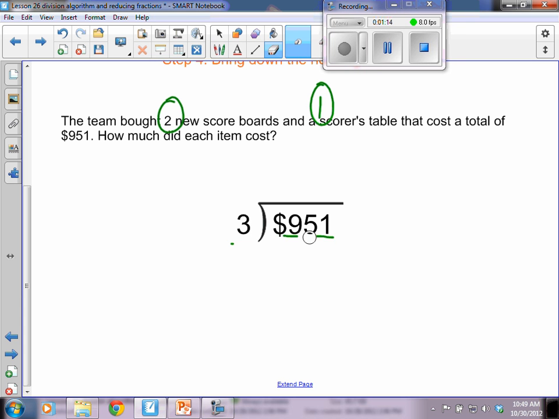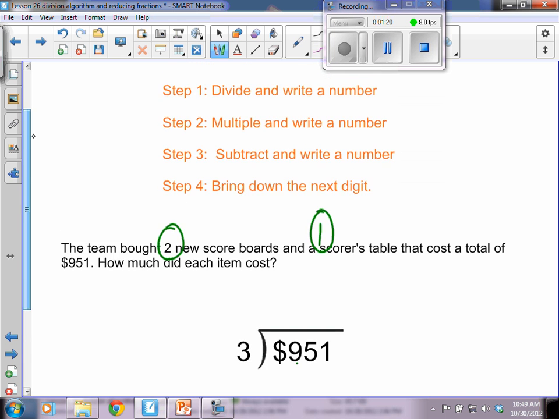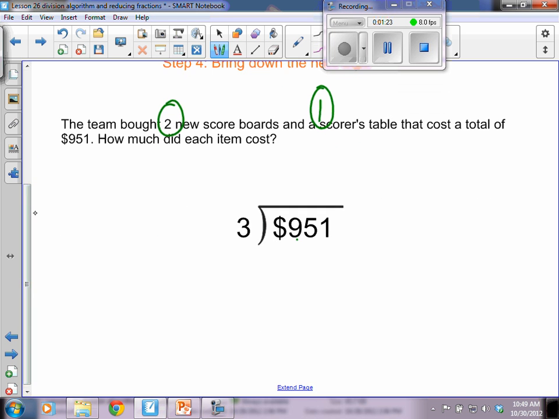All right. Now, step number 1 said the first thing we need to do is to divide and write a number. Okay, so we're going to take 3 and we're going to look at 9, and how many times does 3 go into 9? How many times can 9 be divided by 3? And I can see that 3 can go into 9 3 times. And so I divided, I wrote a number right above.